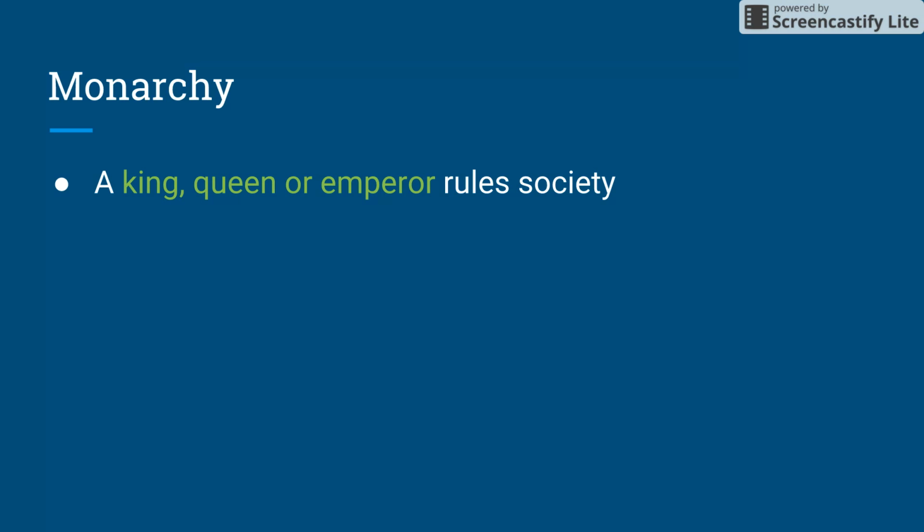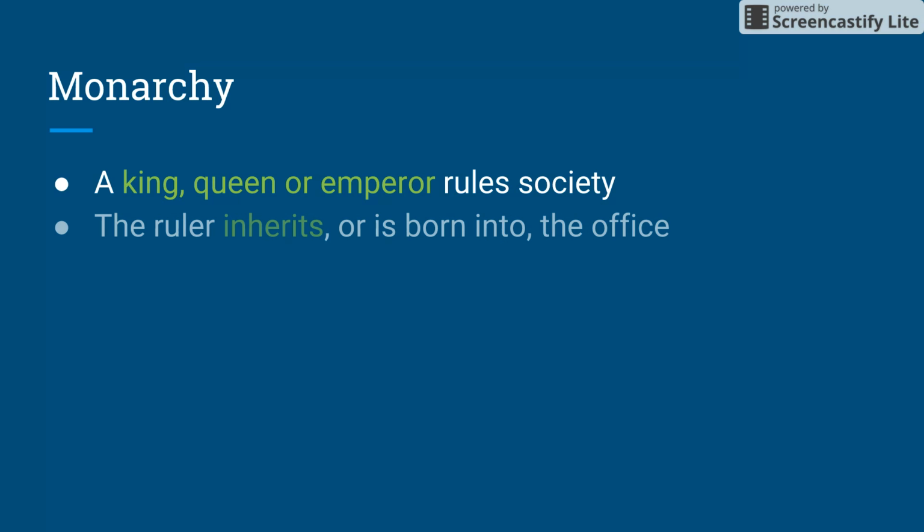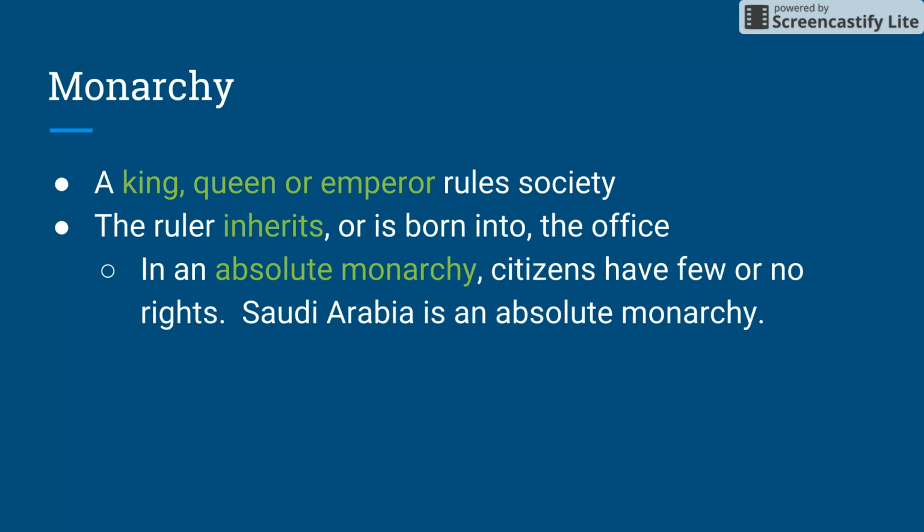Next, we will look at monarchy. In a monarchy, a king, queen, or emperor rules society. The ruler inherits or is born into the office. In an absolute monarchy, citizens have few or no rights. Saudi Arabia is an example of an absolute monarchy.